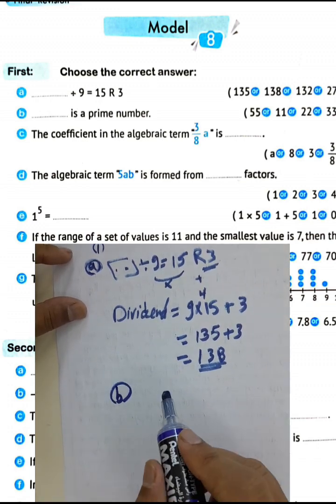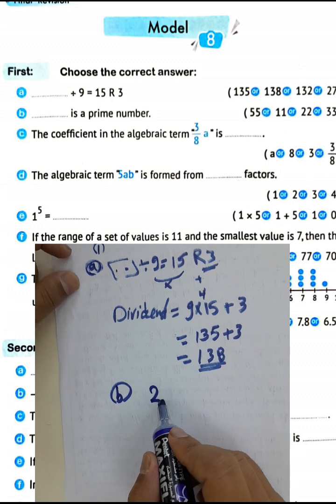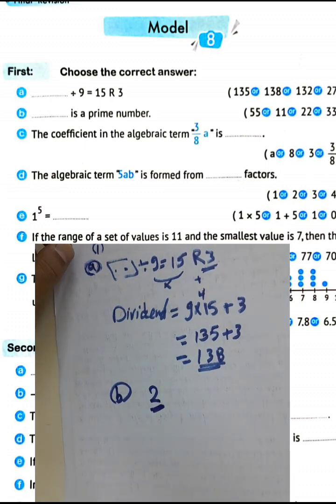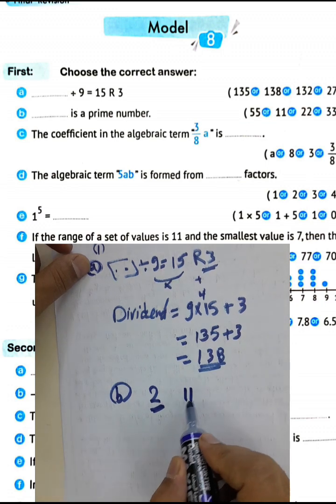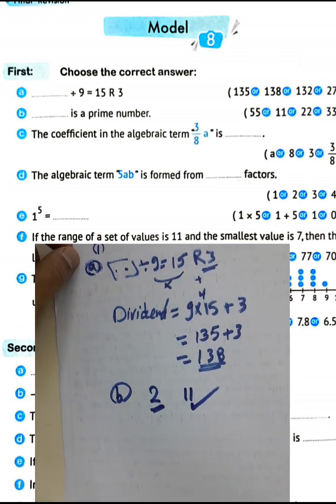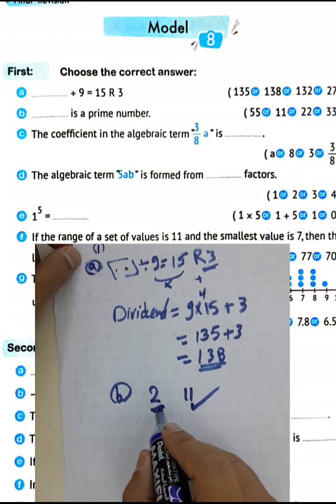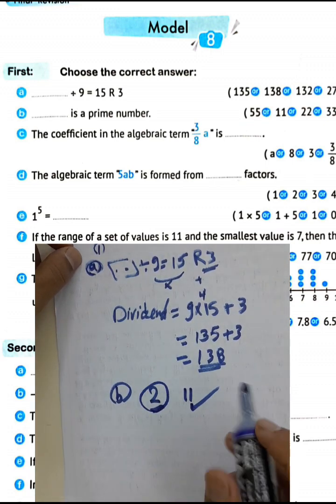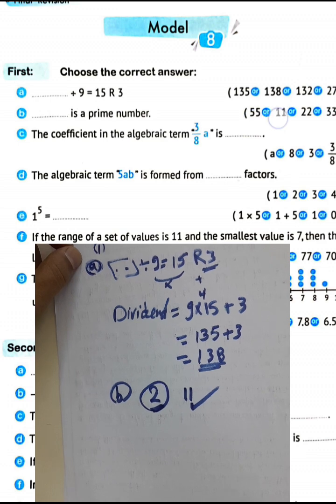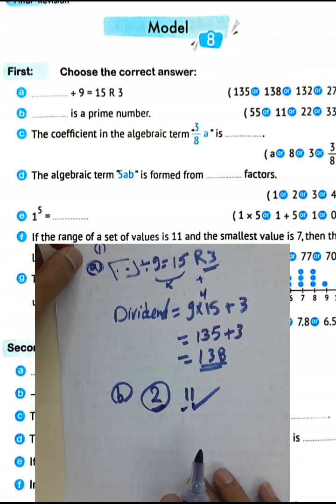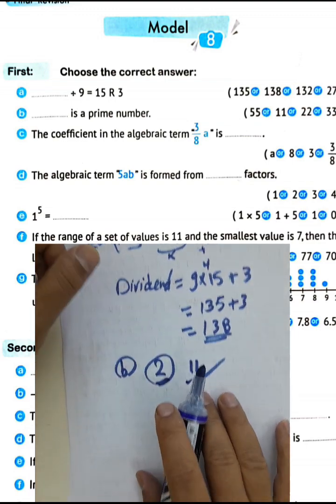Letter B: the prime number. 2 is a prime number. Look at the choices, we have 11. Okay, 11 shows the correct answer. We know the smallest prime number is 2, but in this example, they give us 55, 11, 22, 33. You must choose 11, okay?